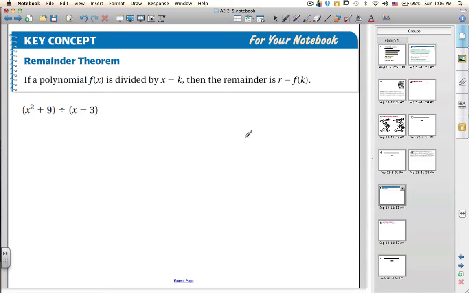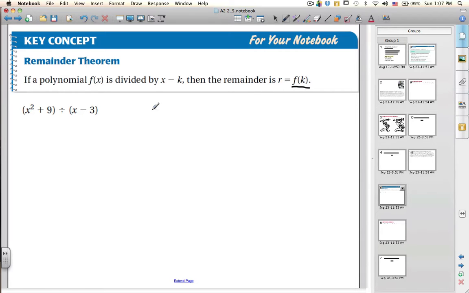Okay, so here's a nice piece of information called the remainder theorem. We're going to use the remainder theorem along with a couple other theorems to make some advances in the types of problems we can solve and how we solve them in a little bit. But for now, if a polynomial f of x is divided by a binomial x minus k, then the remainder r is equal to f of k. That sounds a little confusing, but remember, when we talk about f of k, that means if I plug k into the polynomial.